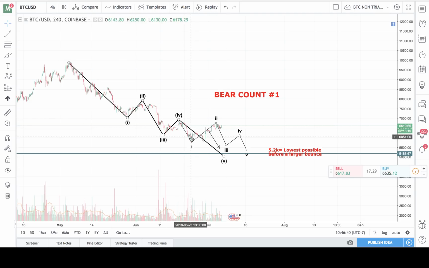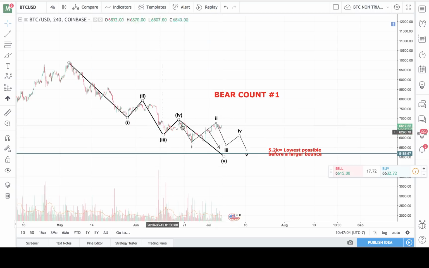The only issue with this is that this wave 2 took an extremely long amount of time to complete. It made a very, very deep retrace of wave 1, which is allowed, but it's not something we see super often. The most common is going to be a 50 to 61% retrace. And because we know we can't go below 5.2 here, it leaves us very little room to complete our third, fourth, and our fifth waves. So this becomes a little bit tricky.